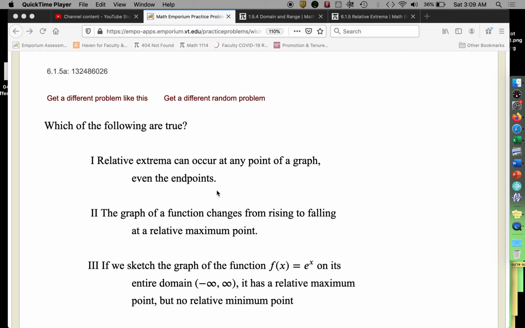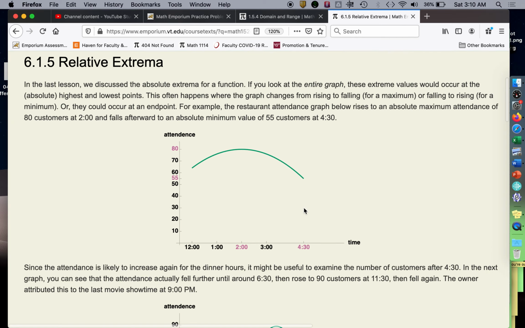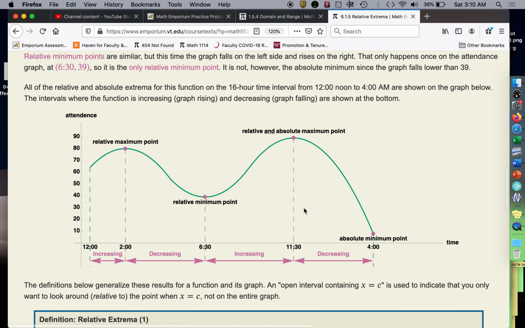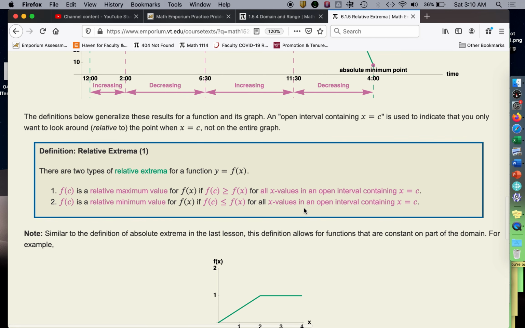All right, let's look over at 6.1.5 about relative extrema. Be sure to read this carefully and see if you can tell the difference in a relative extrema versus an absolute extrema. One of the things that it says in both a maximum and a minimum, the relative maximum, relative minimum, is that it occurs on an open interval containing x equals c, an open interval.